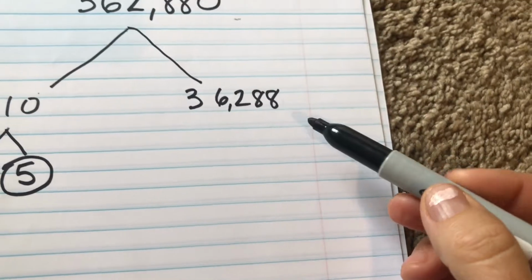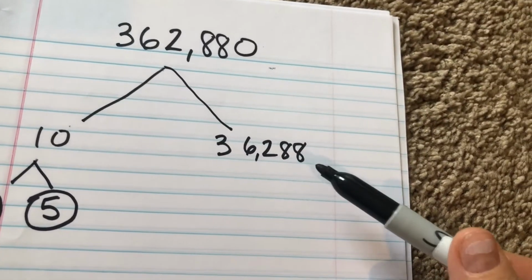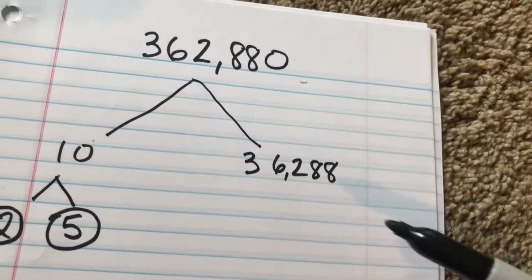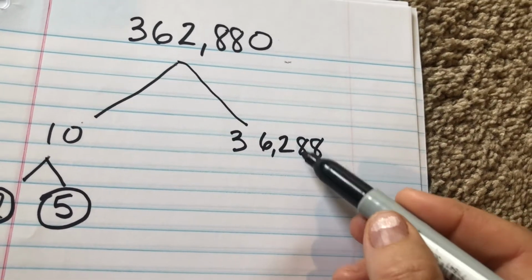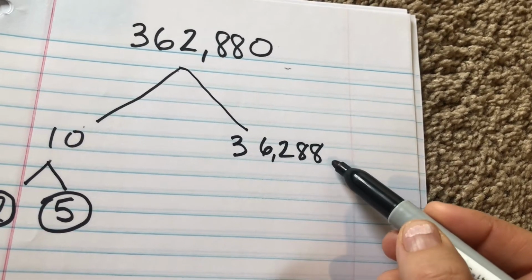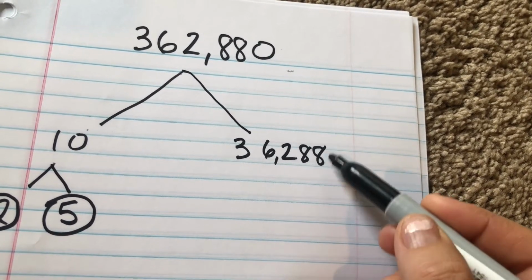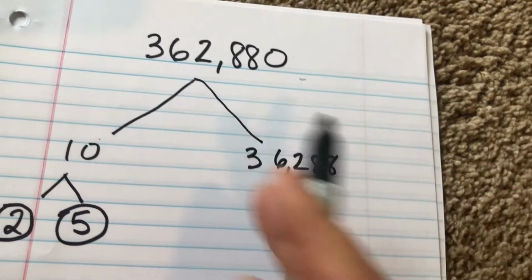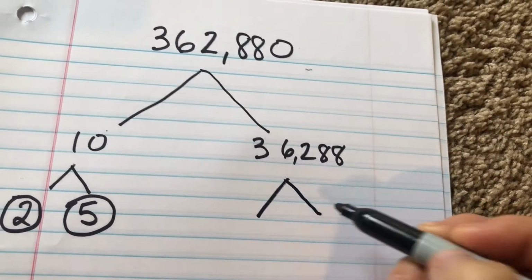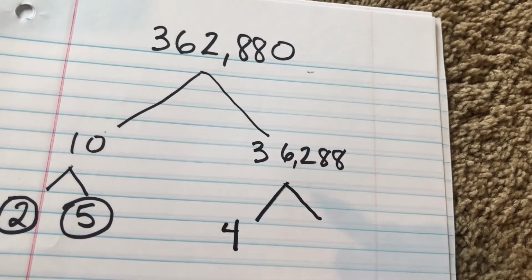Now if I come back over here, this is divisible by 2, but it's also divisible by 4, and that's because I know that 44 times 2 is 88. So the divisibility rule for 4: if the last 2 digits of the number are divisible by 4, the whole thing is divisible by 4. So I know I'm going to have 4 on one side.